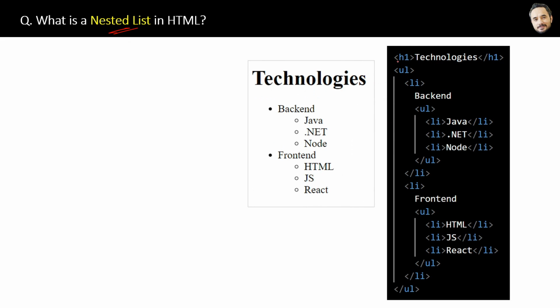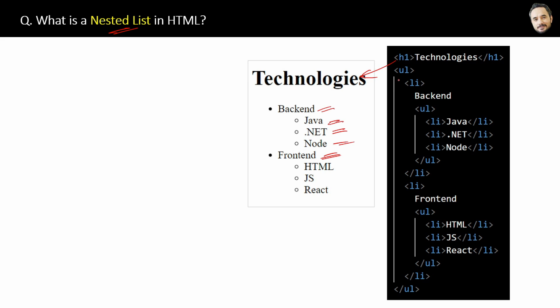You can easily understand. Here we have a main ordered list of technologies which is starting from top to bottom, and then inside it we have 2 list items, backend and front end, and then inside the list item backend again we have an unordered list of Java, .NET, Node. Similarly for the second list item.